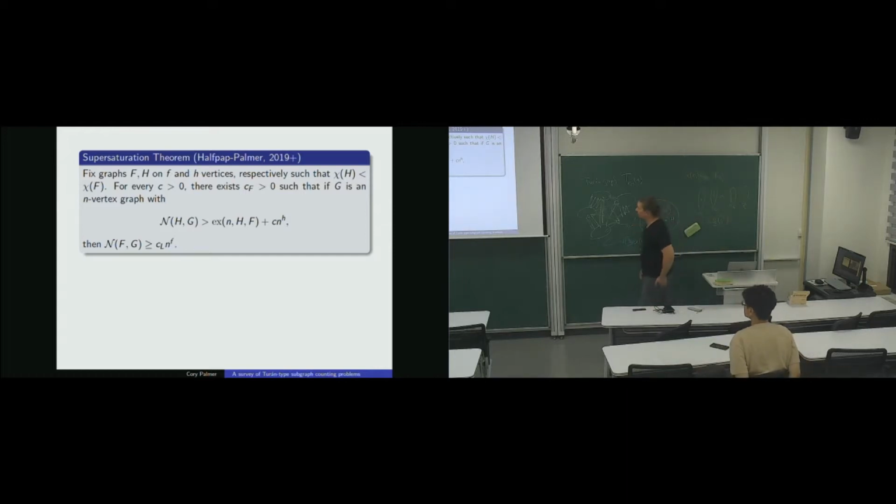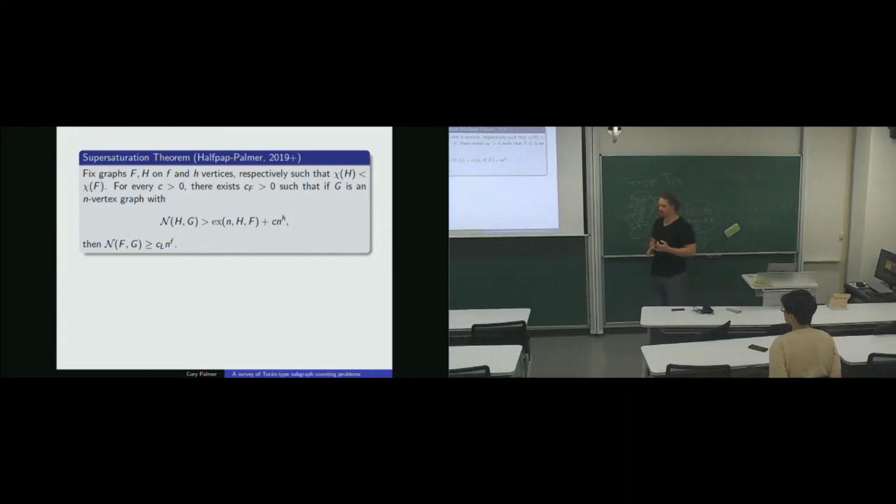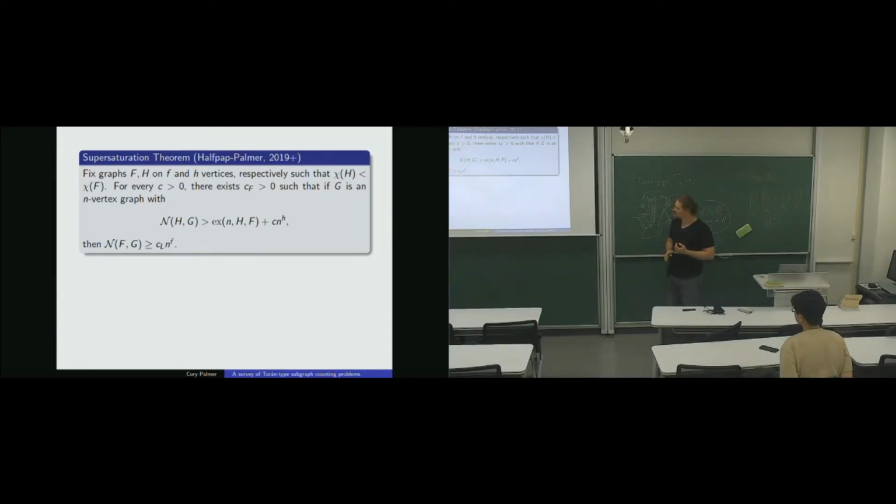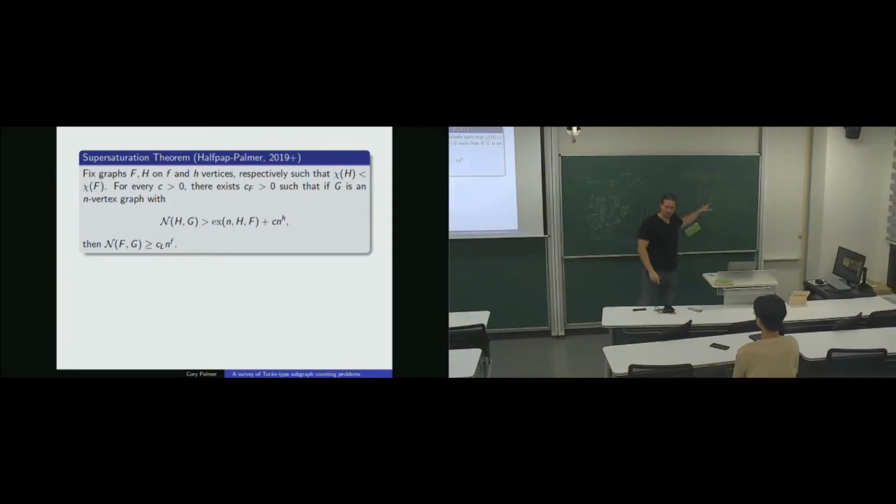And there were a couple of supersaturation results already proved. There was supersaturation for clique versus clique, so when H and F are both cliques. And there was also a supersaturation result when H is a star and F is a clique. Actually, which is interesting because that's in this scenario where things are a little bit weird. There's still a supersaturation. So what does supersaturation say, if you're not that familiar?